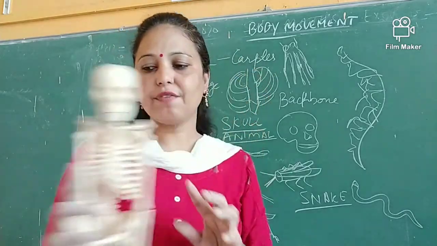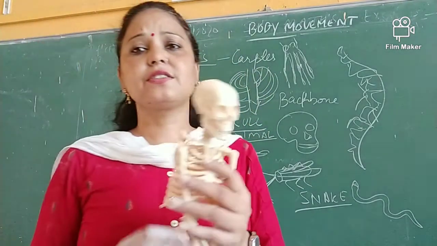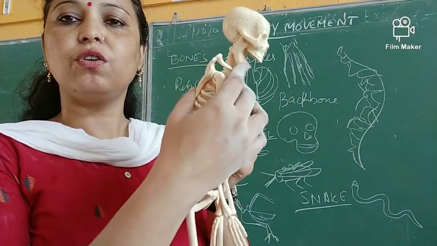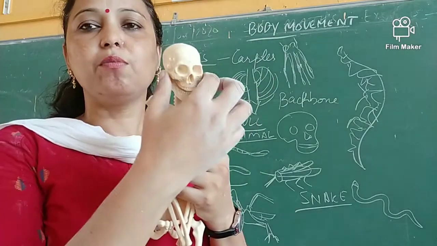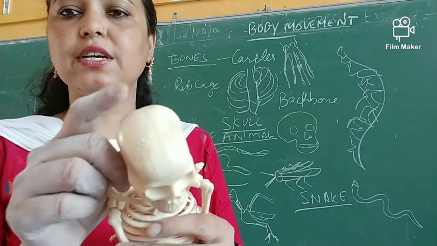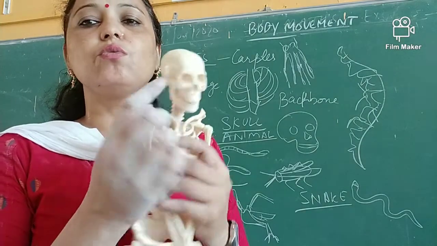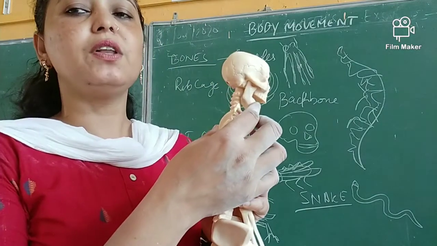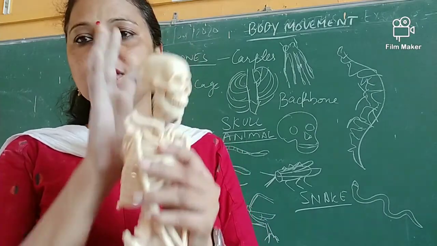Clear? Now the next topic is the skull, the important one. Only your lower jaw is movable. The rest of the bones are fixed. You can see on the skull, these bones are fixed, these eyes, nose, and even this region. Only the lower jaw is movable in our head region. So this is the skull.